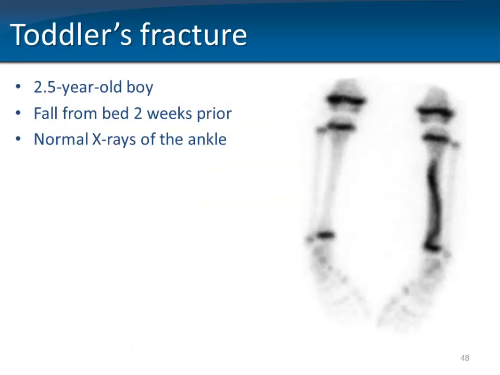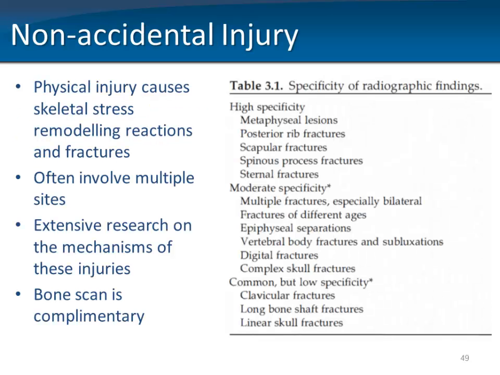And this is a typical spiral lesion in a 2.5-year-old boy where the fall from the bed was 2 weeks prior, and x-rays that were performed were normal. So non-accidental injury, unfortunately, is something that happens too much.